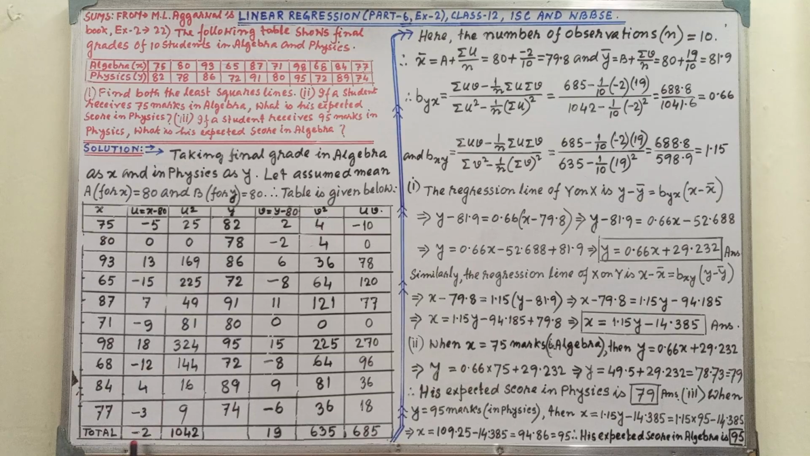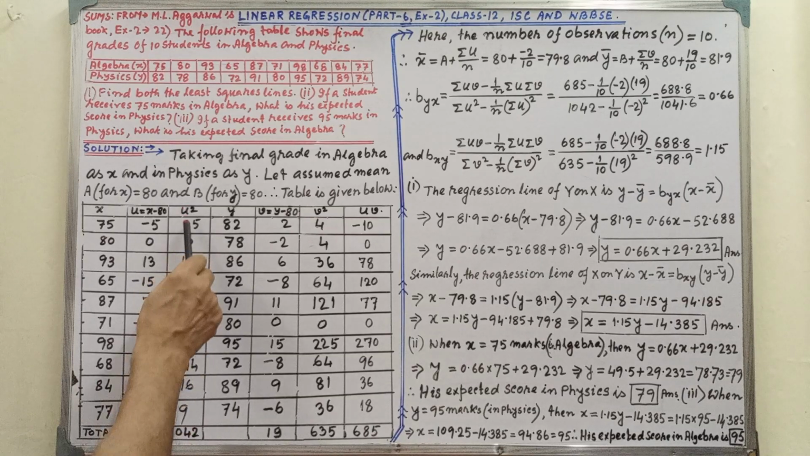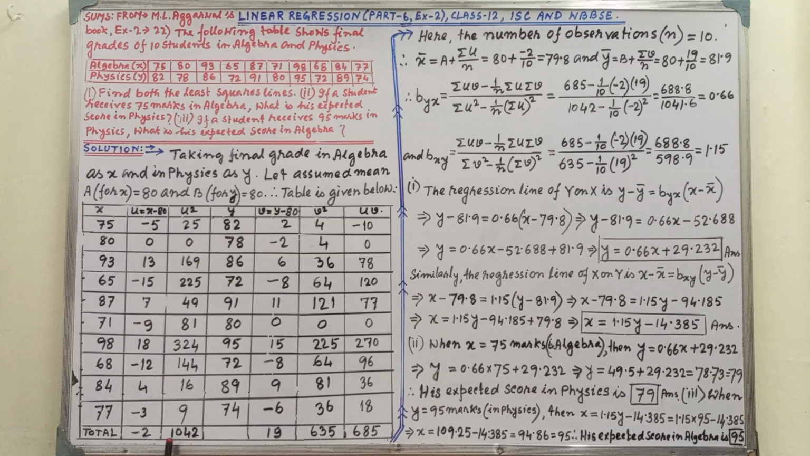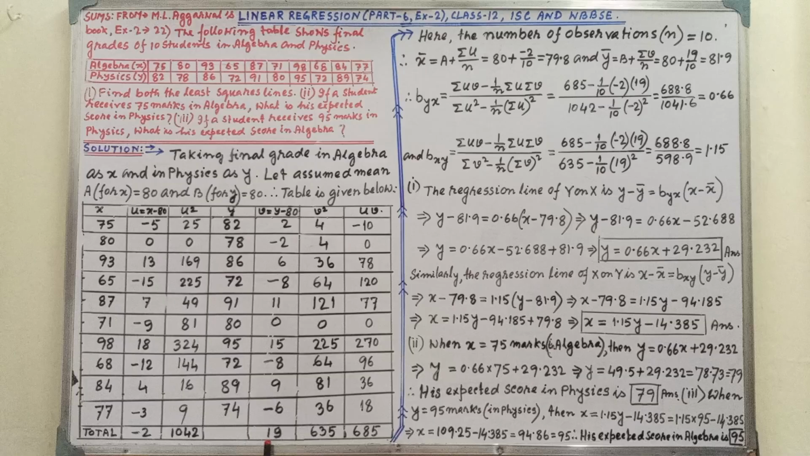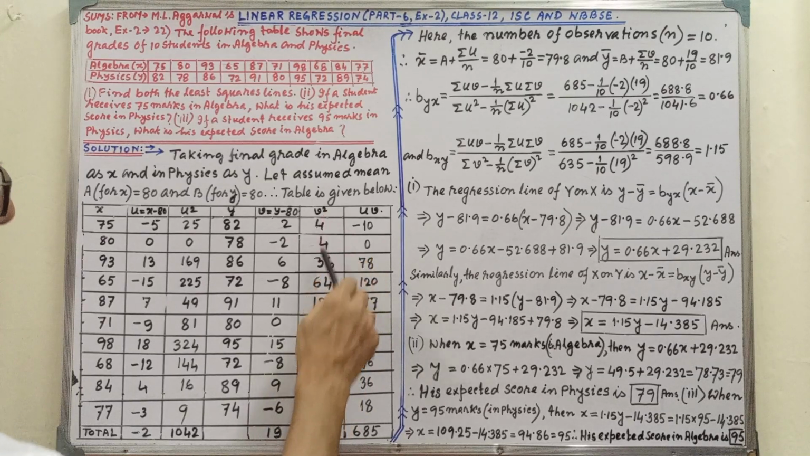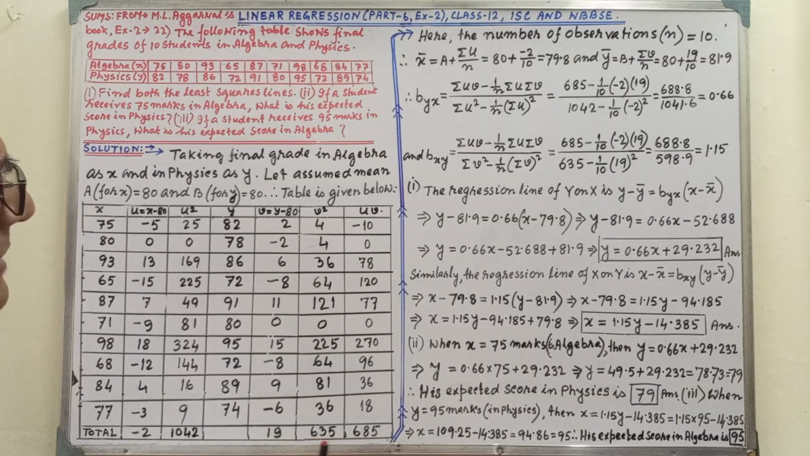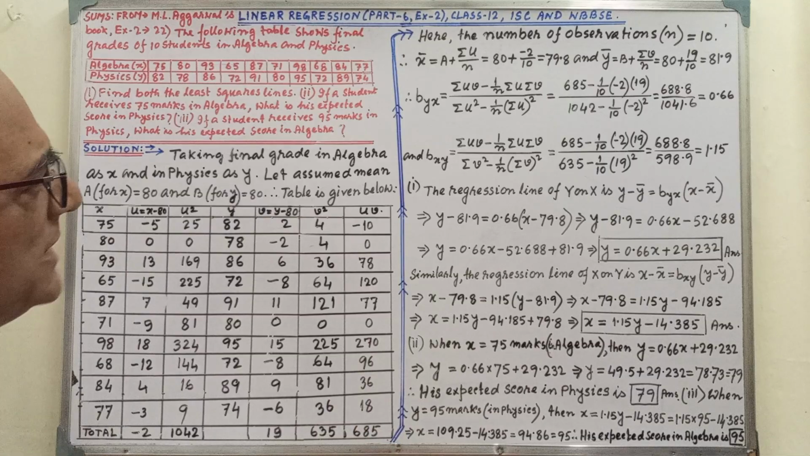By adding this, we are getting sigma U equal to minus 2, and by adding this, we are getting sigma U square equal to 1042, and by adding this V, we are getting 19. In this way, sigma V square equal to 635 and sigma UV equal to 685.